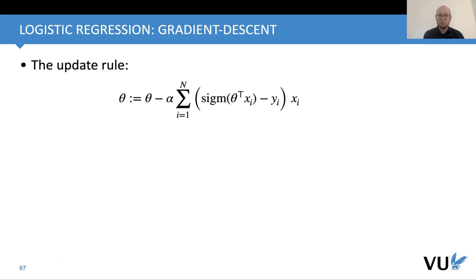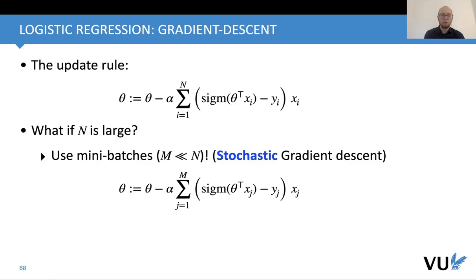So the update rule of the gradient descent is, of course, also multiplied by some alpha factor, right? So this is the so-called learning rule. But what if the number of messages in this case, or in general, the number of observations is really large? Then we should use something which is called stochastic gradient descent.